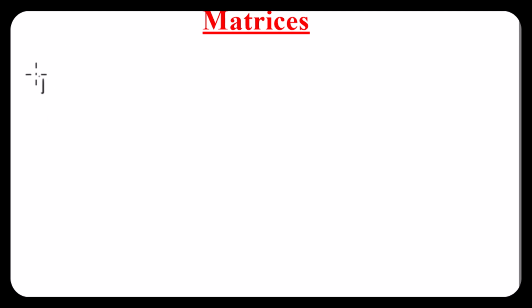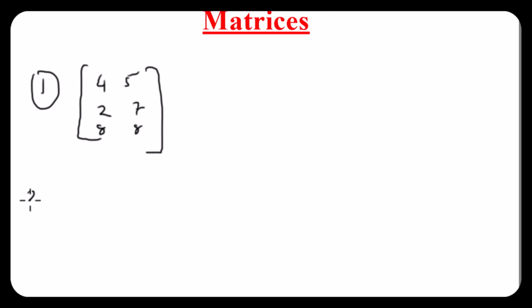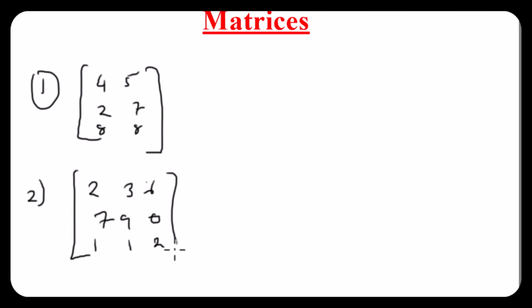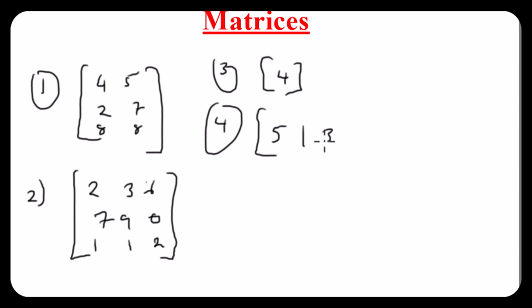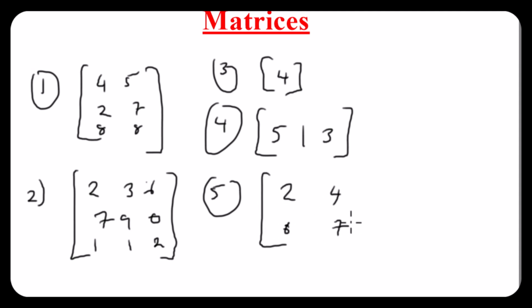Okay, so let's say we have our first matrix. So this is 4, 5, 2, 7, 8, 8. Okay, so number 2, 2, 3, 6, 7, 9, 0, 1, 1, 2. Okay, number 3, 4, number 4, 5, 1, 3, number 5. Okay, so let's just take this 2, 4, 6, 7. Okay, so 5 matrices, and then we are being asked to find the orders of these matrices.